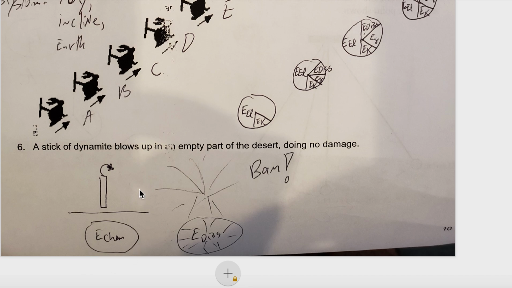Then finally, down here, the final one is the stick of dynamite. Dynamite is not an atomic weapon, so that's why we have 100% E chem here and not E atom. It's saying that it blew up in an empty part of the desert, doing no damage. So if there was no damage, all of that energy just kind of dissipated, which is why we have 100% dissipated in the second pie.